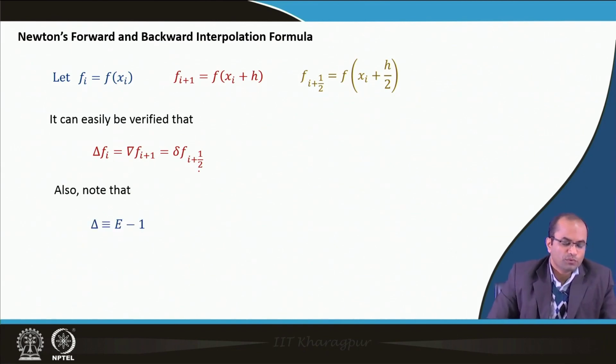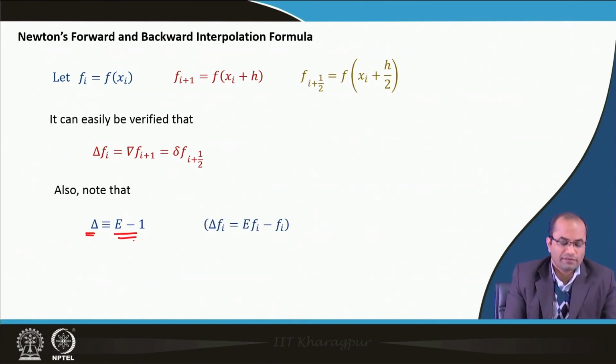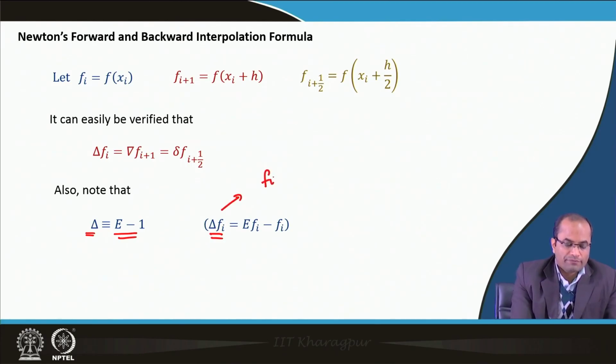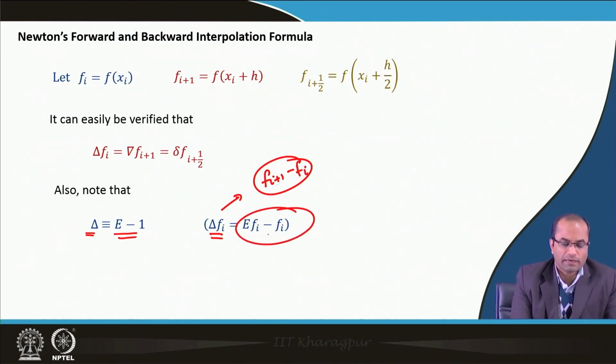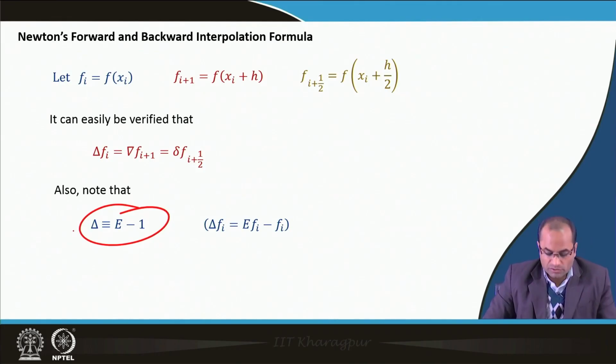Also, we can easily prove that this forward delta operator is equal to E minus 1, which one can easily see when we apply this delta on f(i). What we will get is f(i+1) minus f(i). And when we apply E minus 1 on f(i), we have E f(i), which is f(i+1), and then minus f(i) again. So again these are the same. So we can say that this delta is nothing but E minus 1.